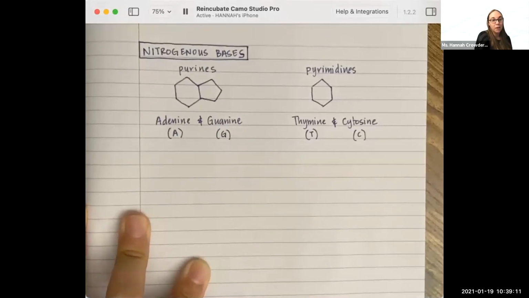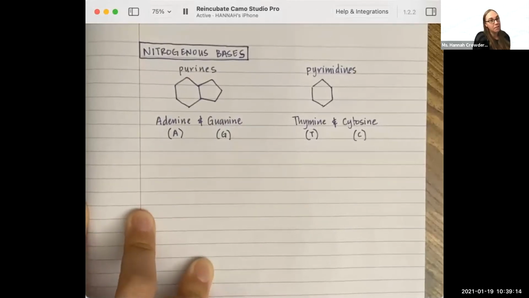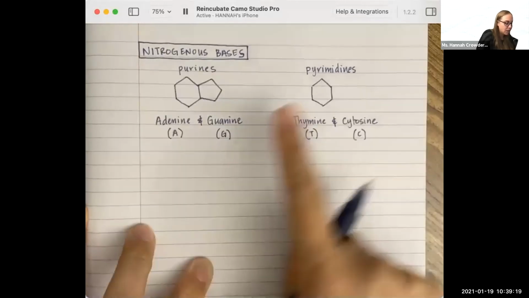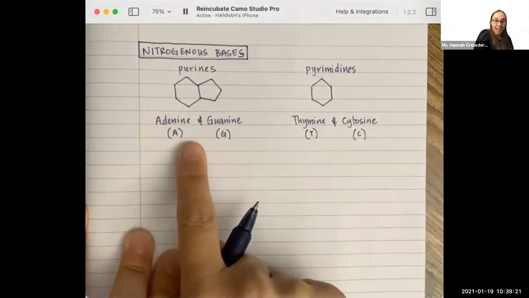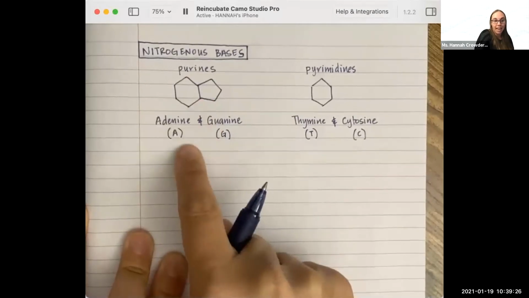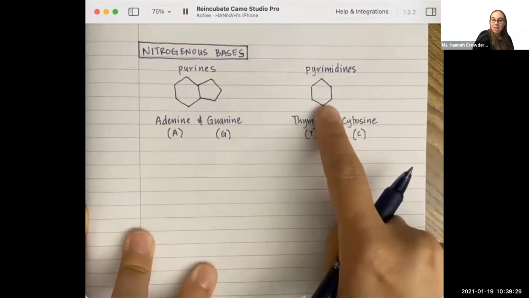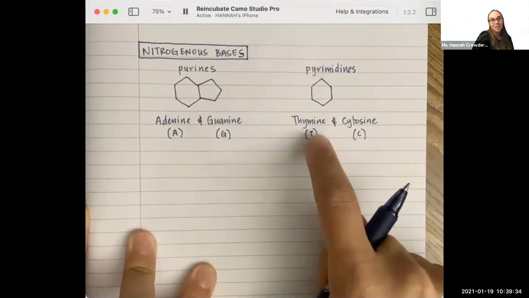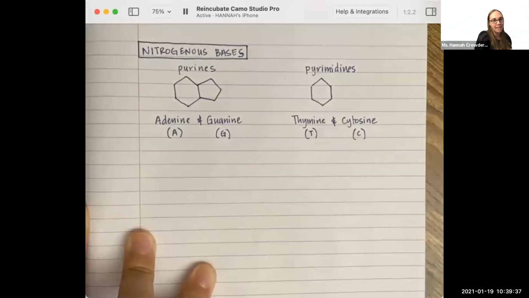My personal favorite way to remember this is because you'll often be looking at a model and you'll see that these ones are larger than these ones. Well, the word large has an A and a G in it. So the larger bases are A and G. And these cute little ones, the word cute has a C and a T in it. So the cute ones are C and T.